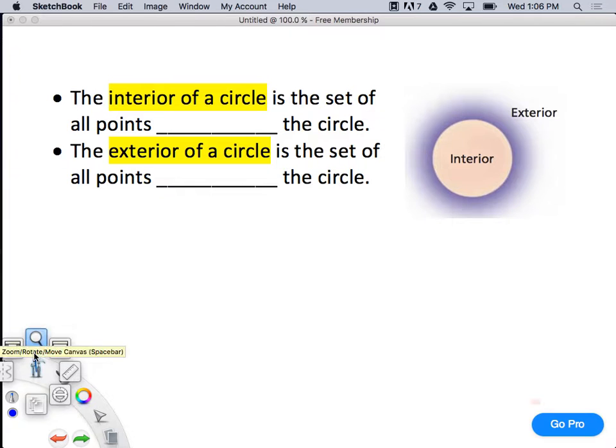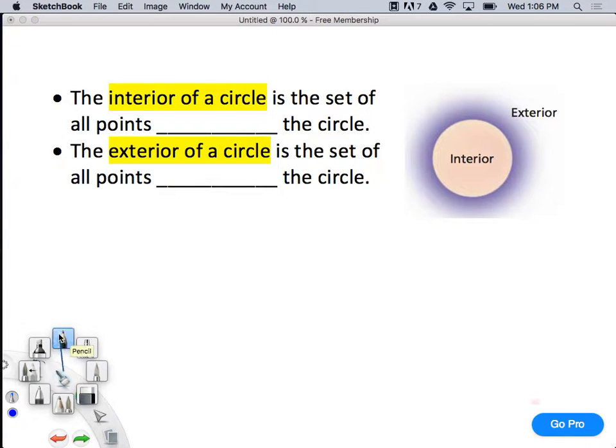Oh, what was that? That was a different brush. I can use different brushes. I always just use the pencil though.